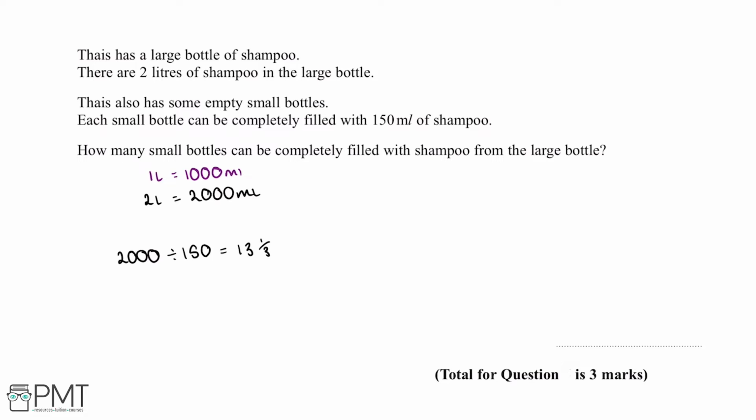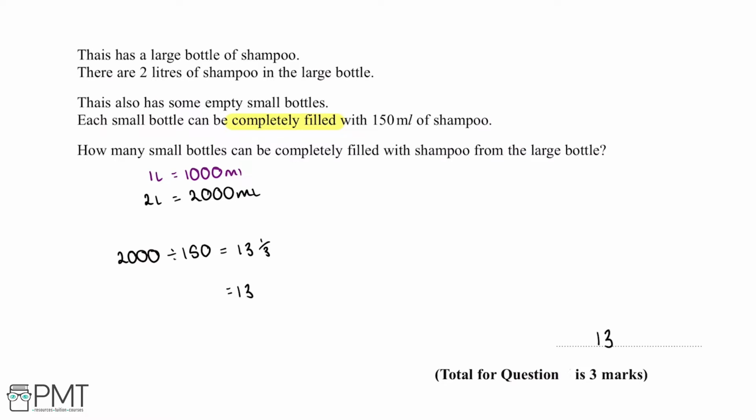Now an important part of this question is we want to know how many small bottles can be completely filled with 150 millilitres of shampoo. Now if 13 1/3 bottles are filled, then this means the number of bottles which are completely filled will be 13. And this is our final answer.